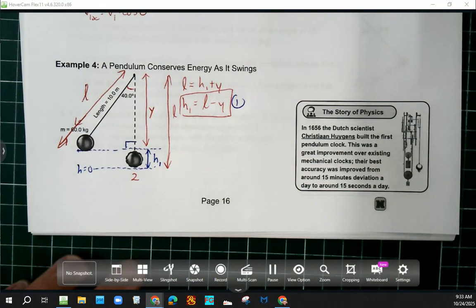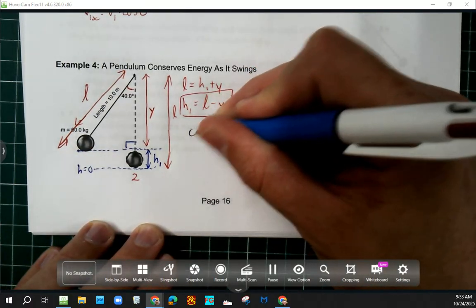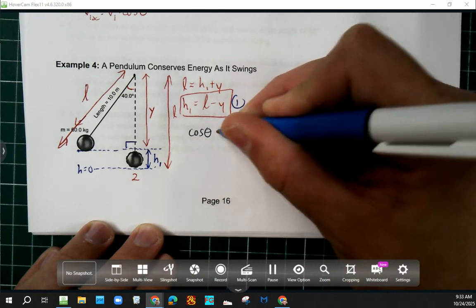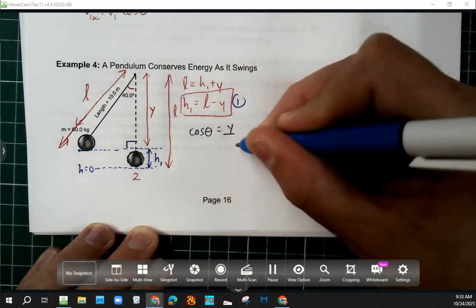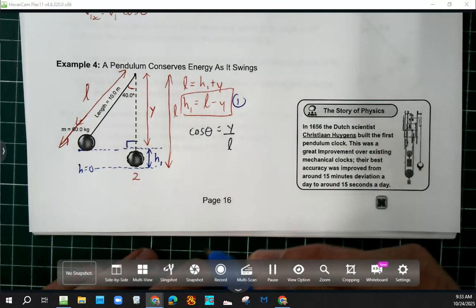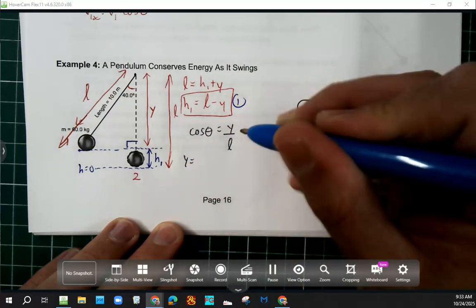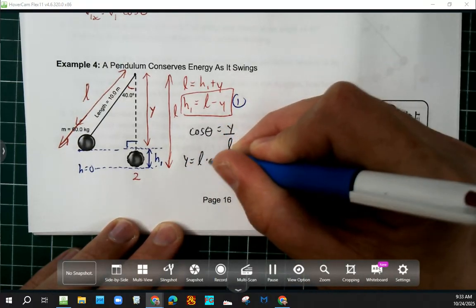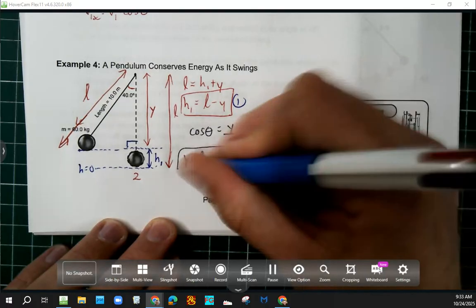It also seems to me, by looking at this right angled triangle, that cosine of theta, that 40 degrees, is equal to adjacent over hypotenuse, so Y divided by the hypotenuse L. And again, I'd like to rearrange this and get Y all by itself. I say Y is equal to L cos theta. I'm going to put a box around that, and I'm going to call it equation 2.